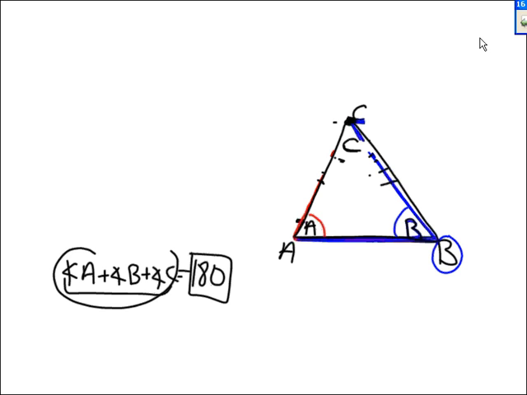And that's pretty much the flavor of what to expect. You're going to prove a lot of theorems.